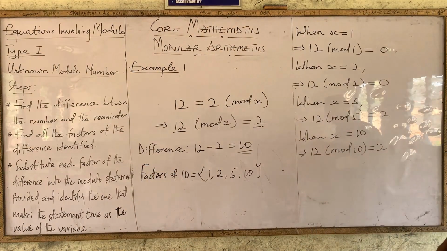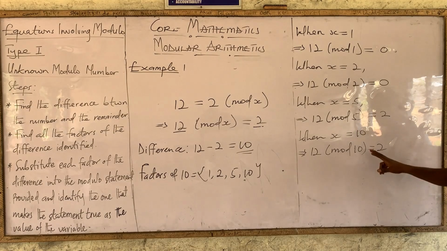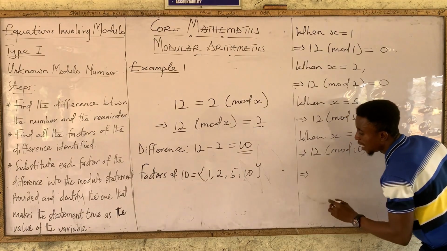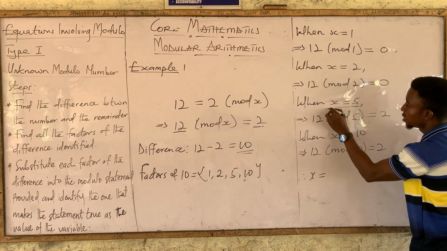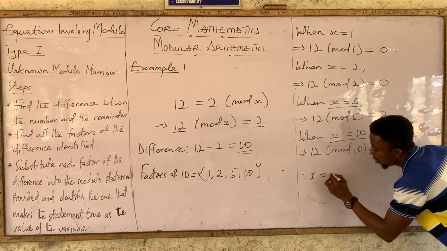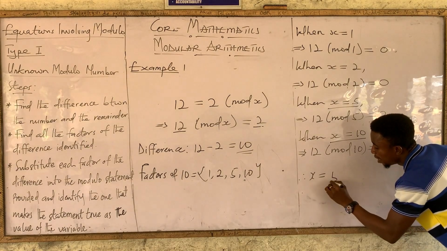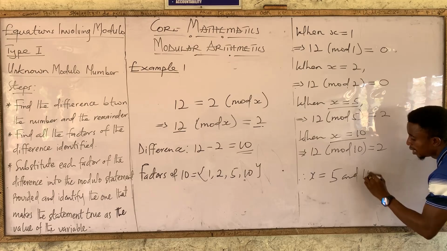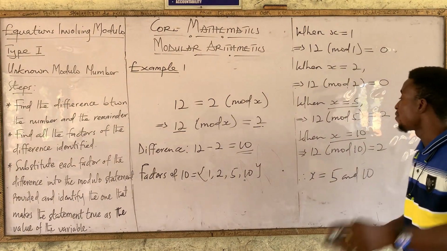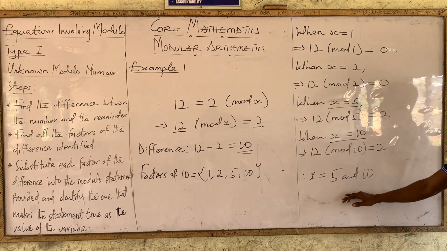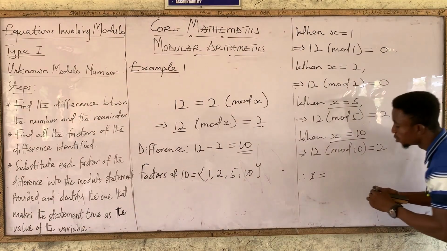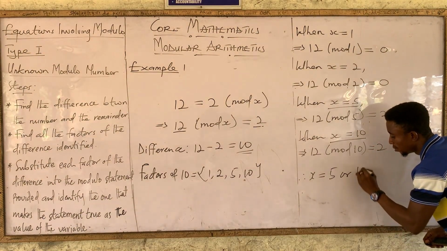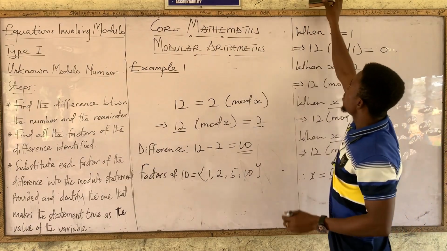So which ones make the statement true? That is 5 and also 10. They make the statement true. So then I can say, therefore, x is equal to, that is this and that. So I'll have 5 and 10. If you say 5 and 10, meaning putting 5 and 10 at the same time will get you the answer. So we don't say that. We say 5 or 10. I think we know that one already. So I put 5 or 10. Good. So I think that is that.